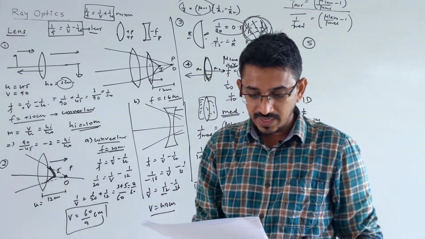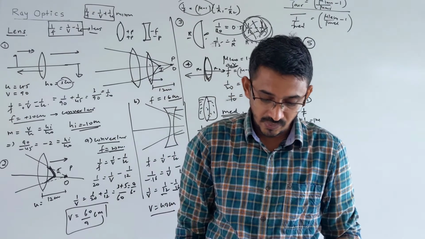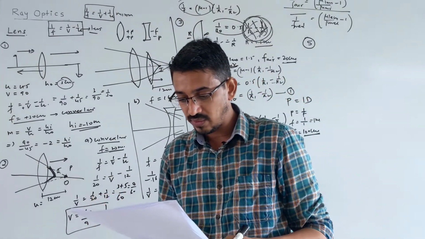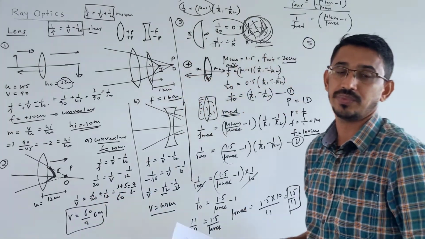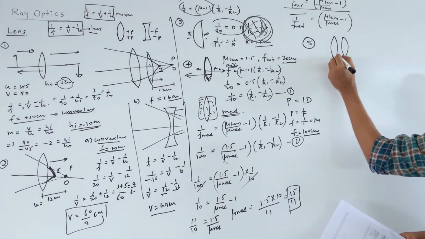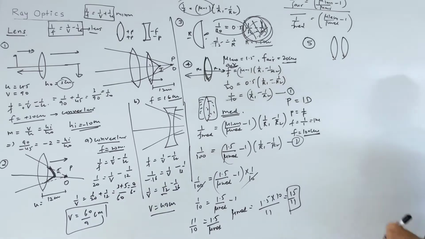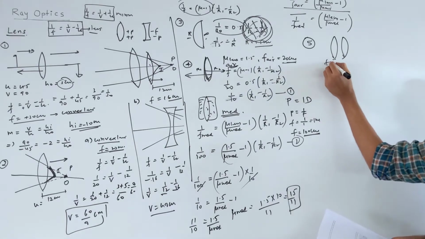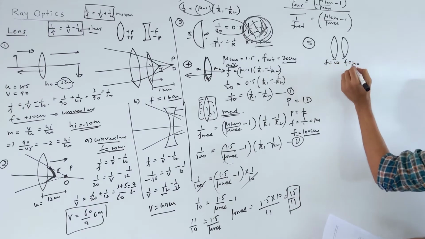Two thin converging lenses of focal lengths 20 and 40 centimeter are placed in contact. Find the effective power of this combination. Two lenses are placed, both are positive power lenses, right? Both are convex lenses, which have positive power; a concave lens has negative power. So focal lengths are given, F is 20, F is 40. They are asking for the net power.